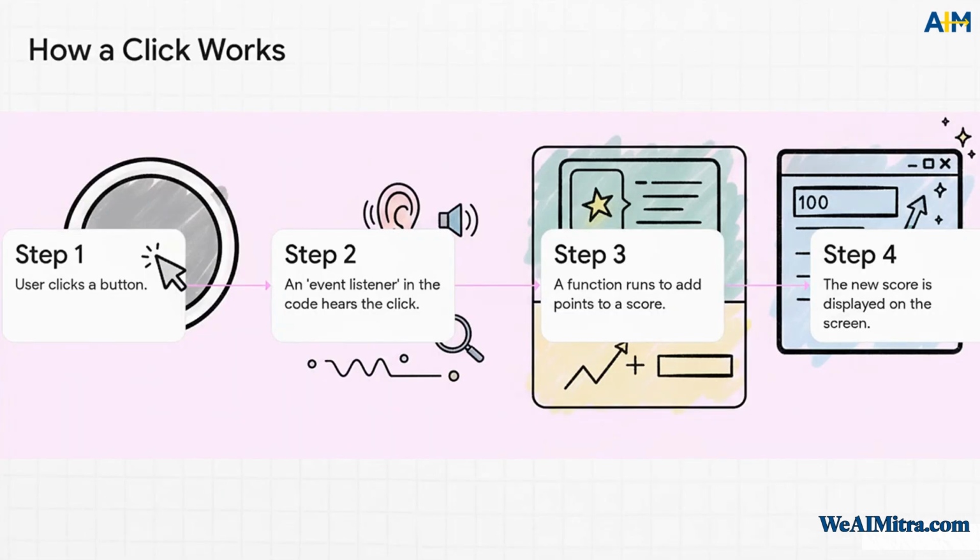Let's make this totally real for a second. Imagine you're playing a game on a website. When you click a button, that's step 1. Then, in step 2, there's this little piece of JavaScript code called an event listener that's always listening, and it hears that click. That click triggers a function in step 3, which is really just a block of code that says, hey, add 10 points to the score. And finally, step 4, JavaScript instantly updates the web page to show you your new score. And that, right there, is interactivity in a nutshell.